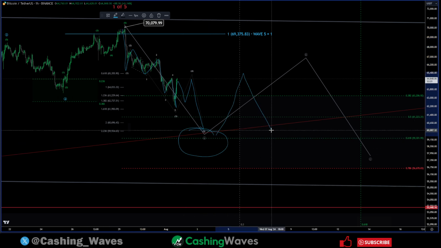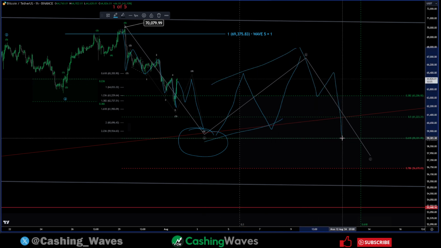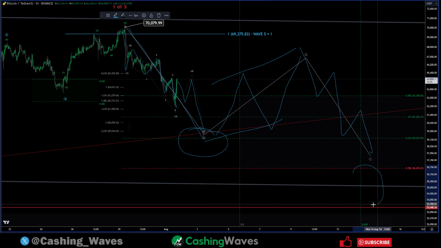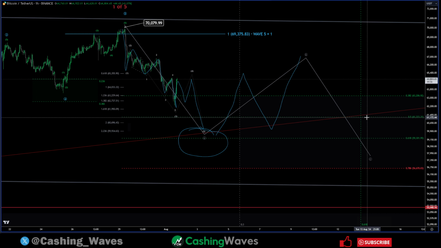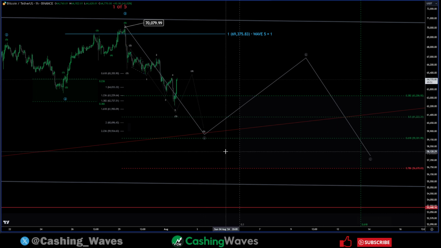In which case we'd be looking for a 3-wave counter trend move and then another 5-wave move down of equal length of the A wave to complete this wave 2 before we can continue in on our trend to the upside. Next target is around 90K as long as this holds for our 3rd wave.